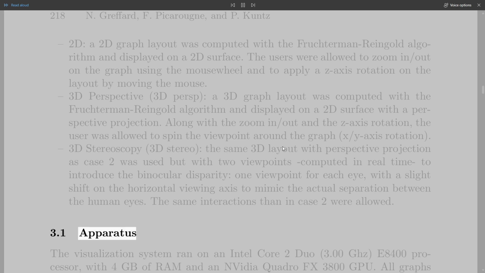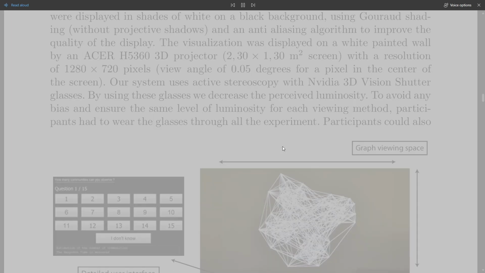Apparatus. The visualization system ran on an Intel Core 2 Duo 3.00 GHz E8400 processor with 4 GB of RAM and an NVIDIA Quadro FX 3800 GPU. All graphs were displayed in shades of white on a black background using Gouraud shading, without projective shadows and with an anti-aliasing algorithm to improve the quality of the display.